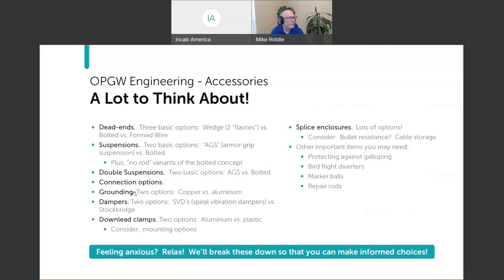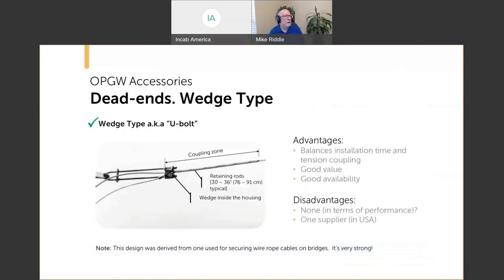So this is a pictorial representation, and here it is spelled out. So the dead ends, I mentioned three basic options, the wedge type, bolted, and formed wire, we'll talk about each. Suspensions, AGS, armor grip suspension, are bolted. We'll talk about the no rod variant of the bolted concept, talk about double suspensions, how to connect. So all of these have to be connected to a hardware, have to be connected to the tower. So we'll talk about that. Talk about grounding, dampers I mentioned, downlead clamps, splice enclosures, and then some other important items.